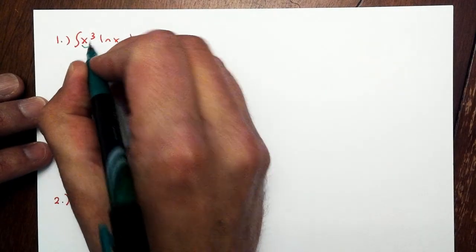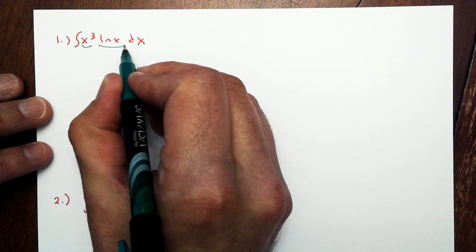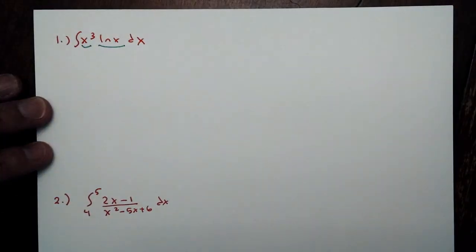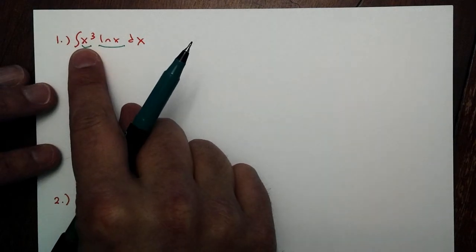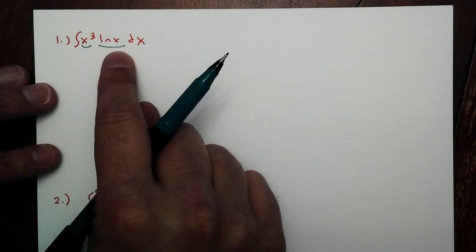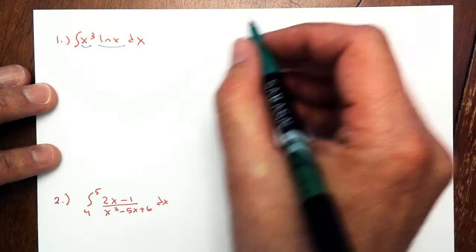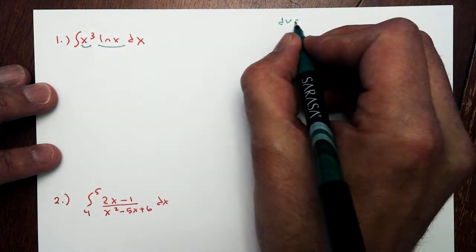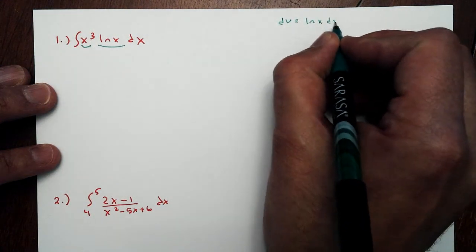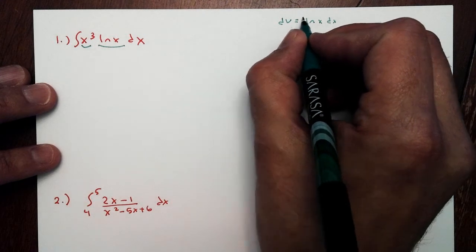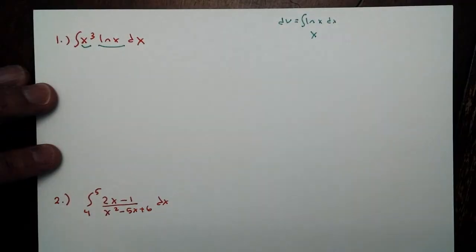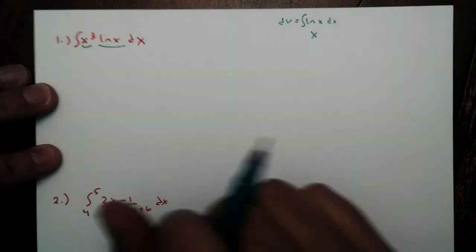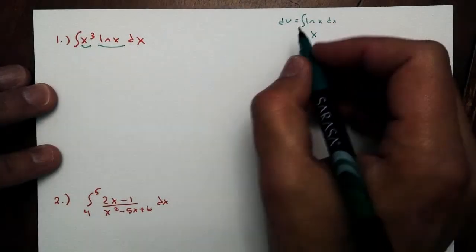Here we have an algebraic function, and over here we have our transcendental function. So typically we would let the algebraic function be u, and we would let the transcendental be dv. But the problem is, if I try to use natural log as my dv, if I try to integrate it, we run into a big problem. We don't know the antiderivative of natural log. Hint, it is not 1 over x, that's the derivative, be careful.